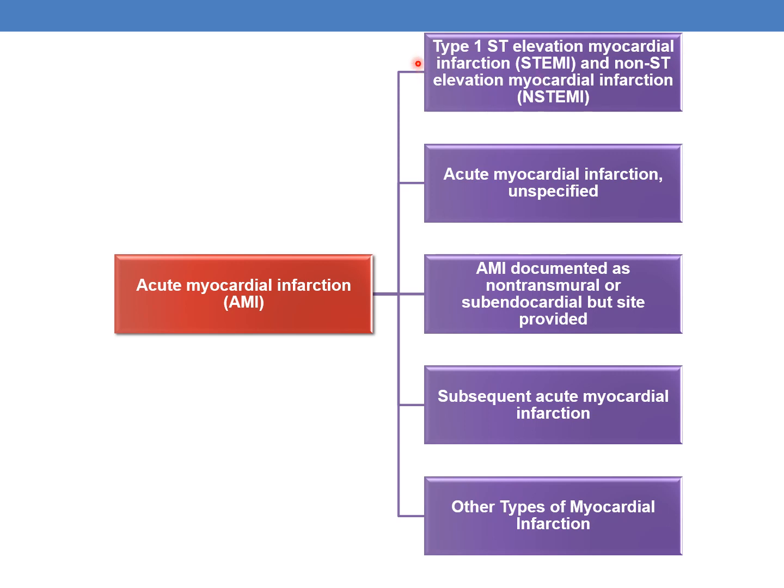The first one is the guidelines regarding type 1 ST elevation myocardial infarction, STEMI, and non-ST elevation myocardial infarction, NSTEMI. Next, guidelines regarding acute myocardial infarction unspecified. The next is acute myocardial infarction documented as non-transmural or subendocardial, but the site is provided. What must be coded there? The next is subsequent acute myocardial infarction, and the codes regarding it. Finally, other types of myocardial infarction.